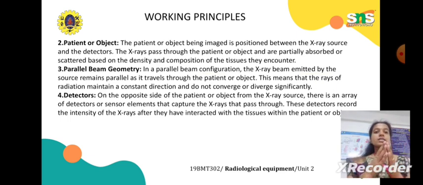Next is parallel beam geometry. In a parallel beam configuration, the X-ray beam emitted by the source remains parallel as it travels through the patient or object. This means that the rays of radiation maintain a constant direction and do not converge or diverge significantly. The rays stay in a parallel position only, without any divergence or convergence in their path.